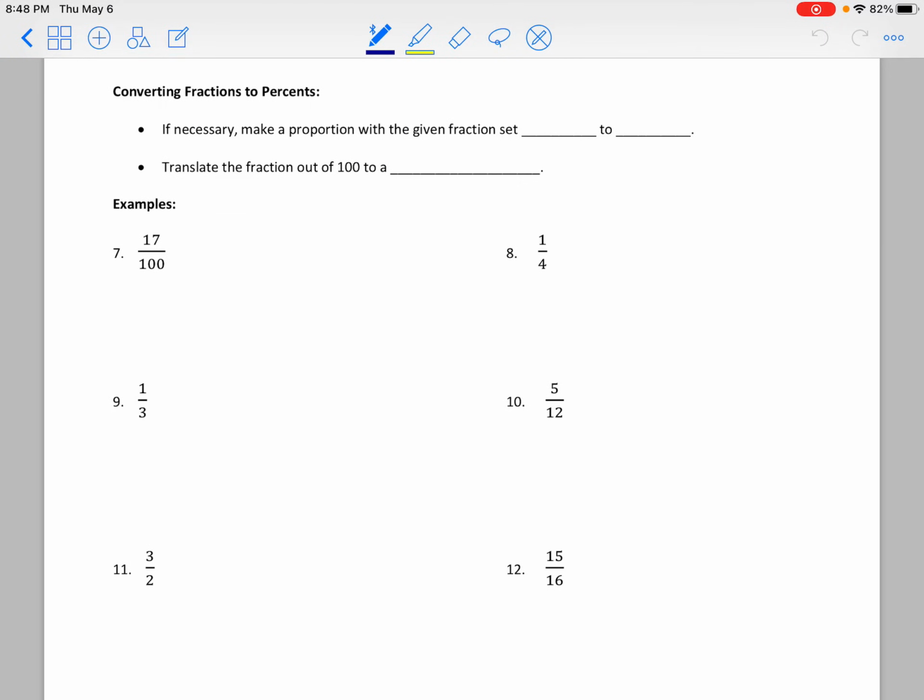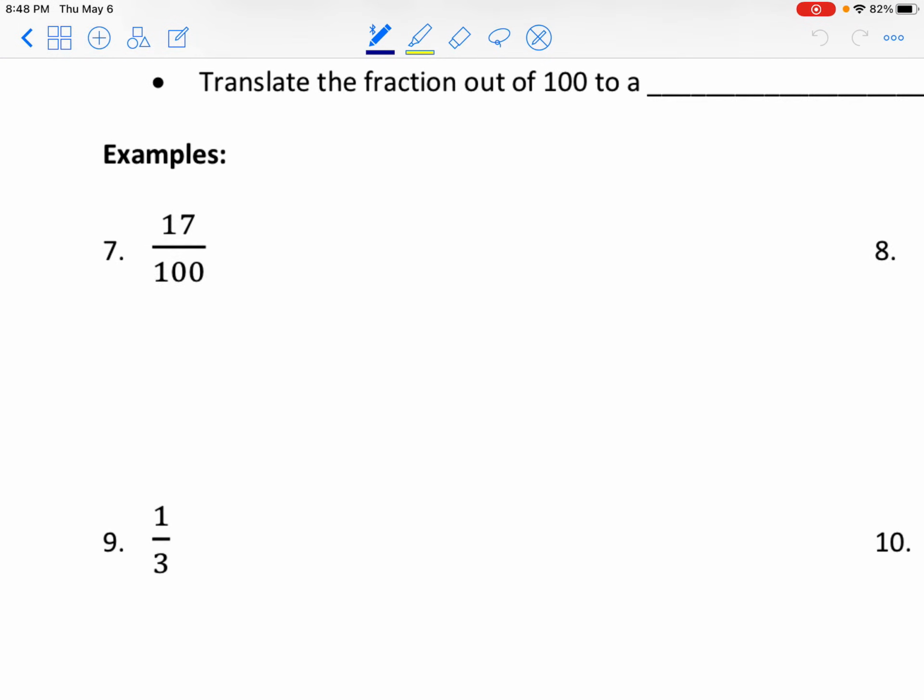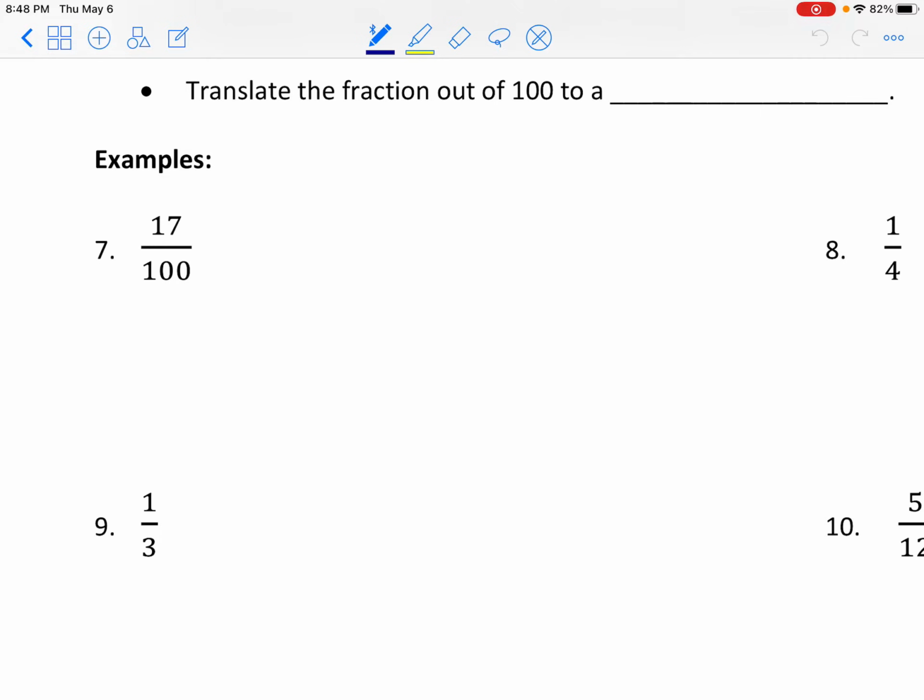If we have fractions and we want to convert them to percents, sometimes that's pretty straightforward, like in number 7. Number 7, we have 17 out of 100.